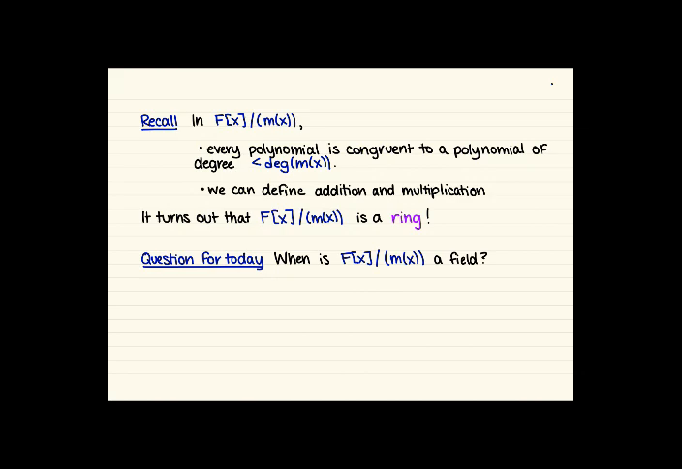And I'm sure you won't be surprised to find out that it turns out that this is a ring. So it satisfies all of those ring axioms with the addition and multiplication that we talked about on Monday. So the question for today is, when is this ring actually a field? That's what we're going to be looking at.